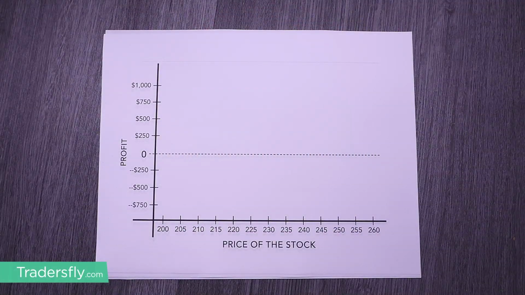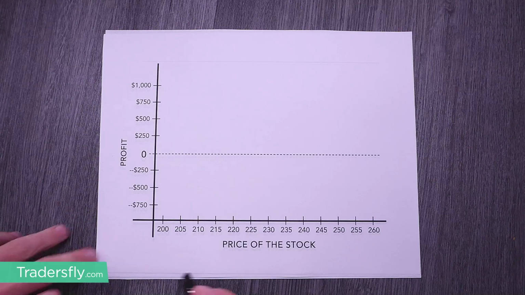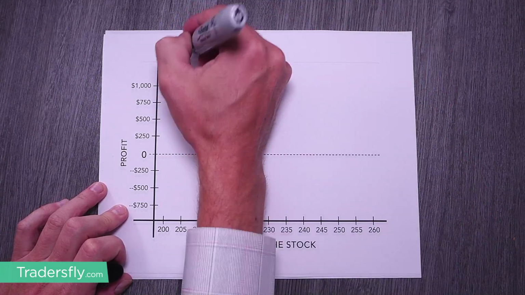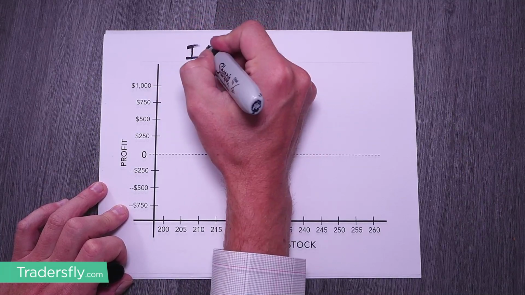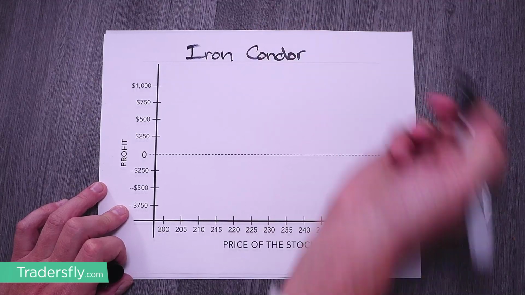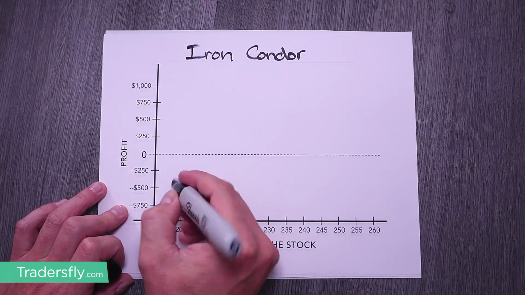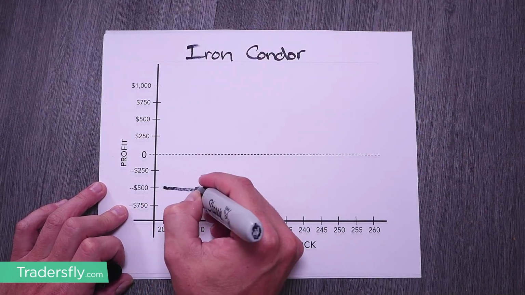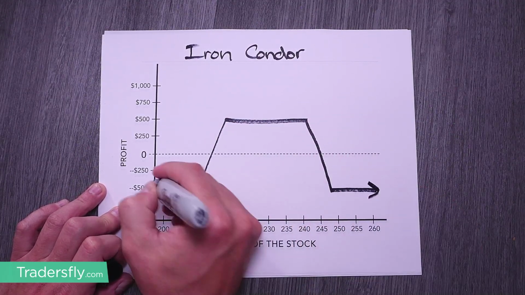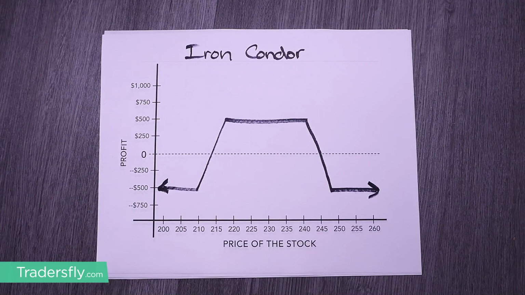All right, so to get things started, what I want to do is first go over what it means when we're talking about rolling or adjusting your iron condor. First thing, you have to understand what an iron condor is before you get to the adjustment part. So here's our iron condor. This is what it's going to look like on the profit and loss picture. It looks something like this.